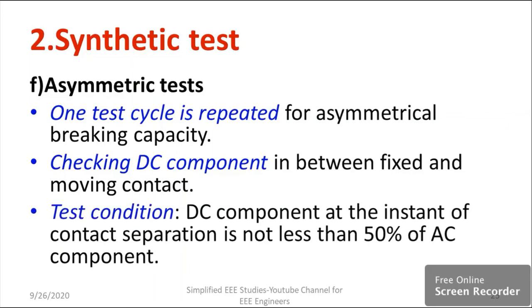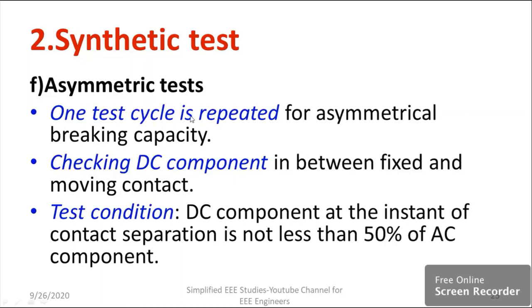Let us understand the test condition, how to conduct the test. The DC component at the instant of contact separation is not less than 50% of the AC component. That is the requirement of the test. If the test condition fails, definitely you need to replace the test circuit breaker. Otherwise, you can accept the test piece. So this is the importance of doing the asymmetric test.